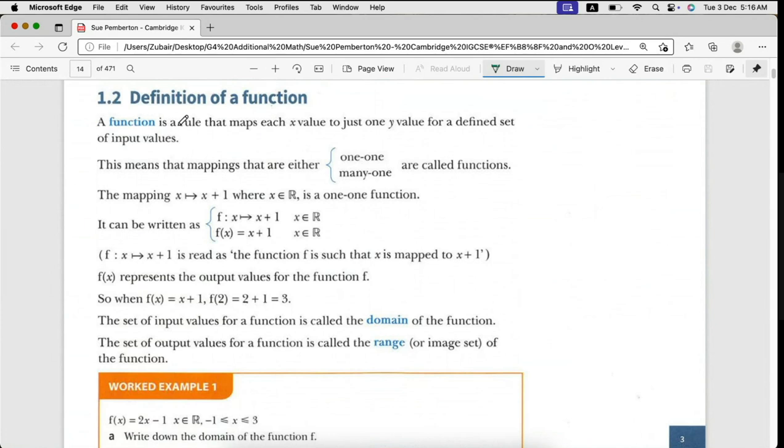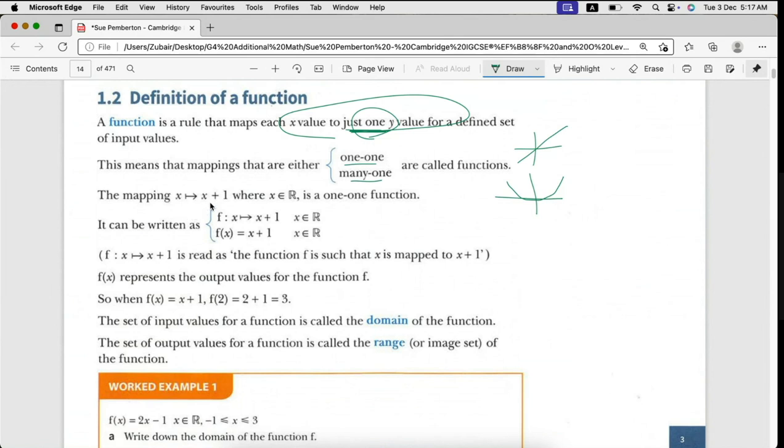Defining a function is a rule that maps each x value just to one y value for a defined set of input values. This means that mapping either one to one or many to one are called functions when they are giving one value of y. So one to one was like this, and many to one was like this.